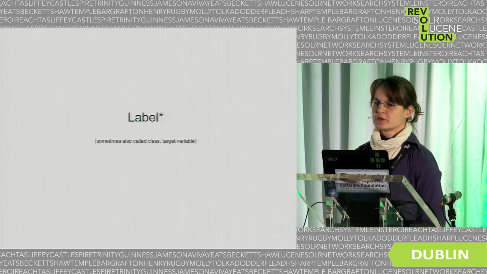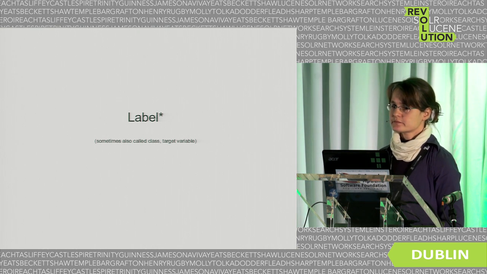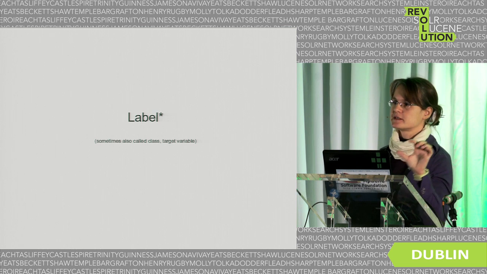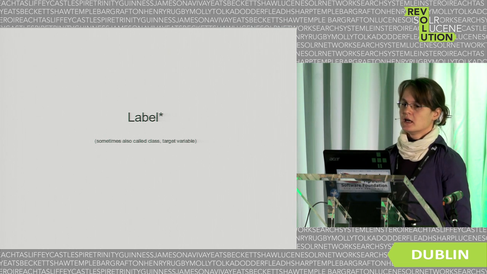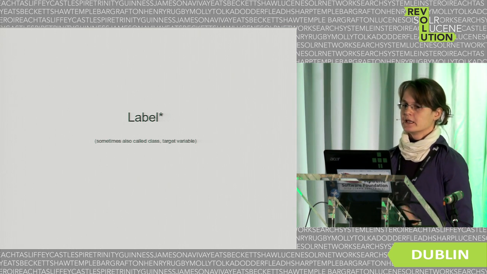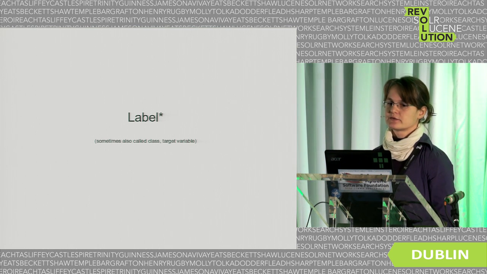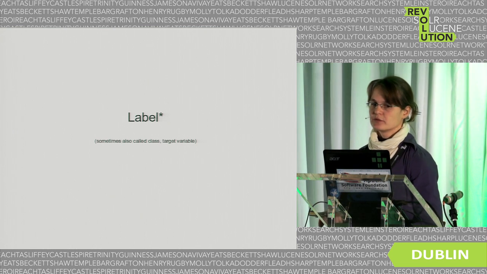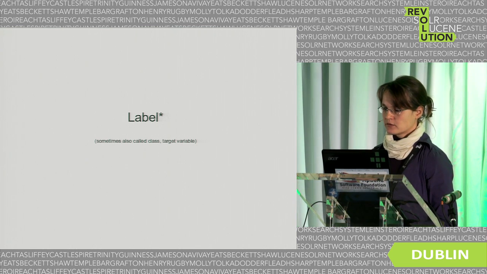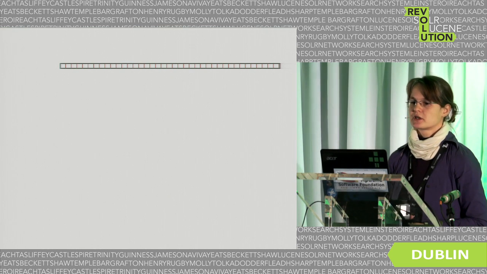Last but not least, you will be talking about labels. So this is the desired prediction that your model is supposed to output. Like, for instance, the spam versus ham label in the case of email classification, or the urgent versus not urgent label.